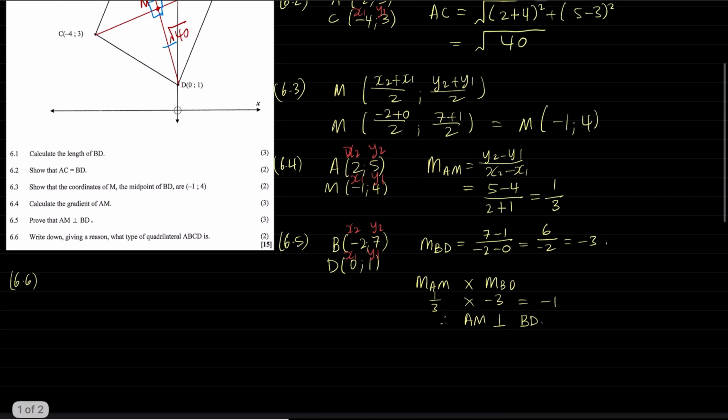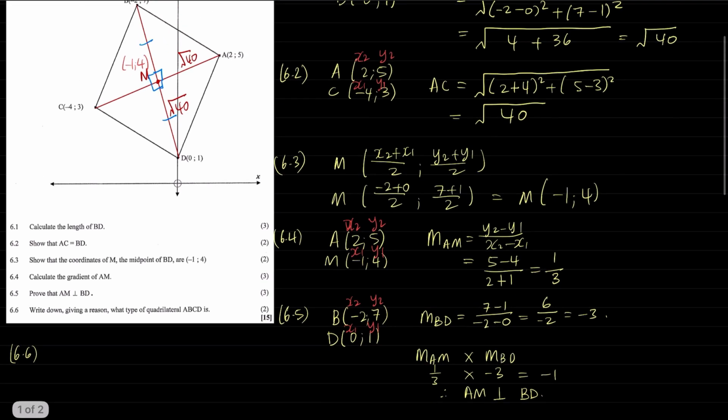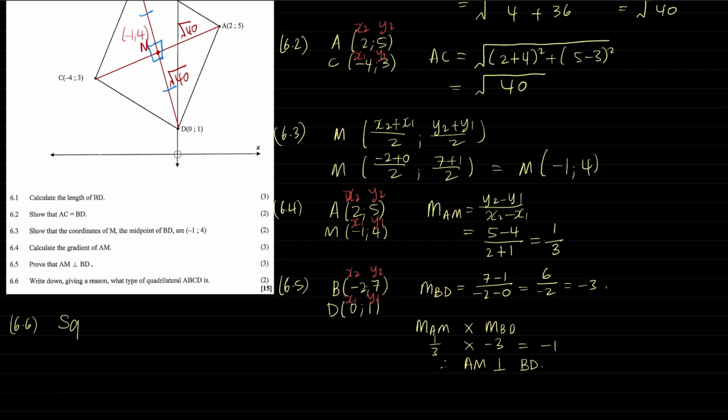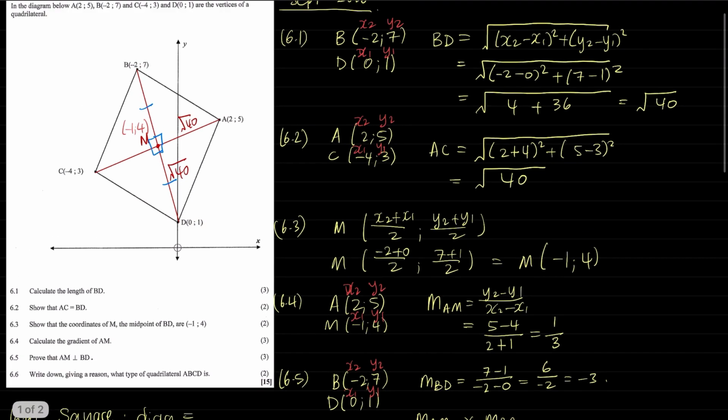Now they want to know, write down giving a reason what type of quadrilateral ABCD is. So ABCD is going to be a square. And why is it a square? It is because the diagonals are equal and the diagonals meet at, or they bisect at 90 degrees. Okay, so that's the first paper.